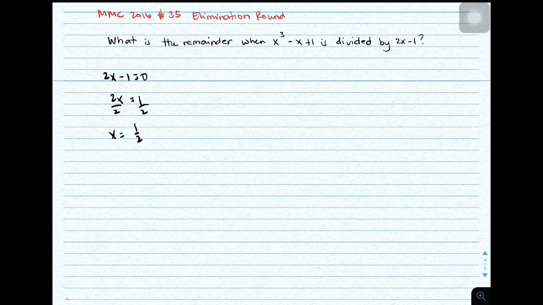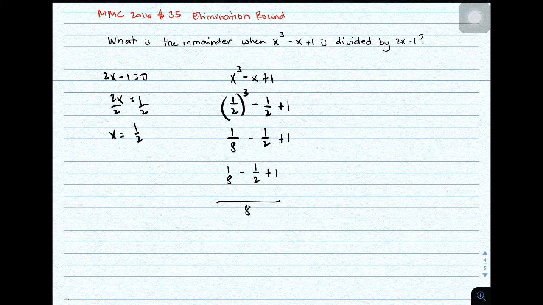So since meron na tayo ditong x is equal to 1/2, kunin natin yung expression natin, x cubed minus x plus 1. I-plug in natin. So you have 1/2 raised to 3 minus 1/2 plus 1. And then this is 1 over 8 minus 1/2 plus 1. Simplify natin. Kunin natin yung LCD, which is 8. 1 minus 4 plus 8. So you will have 5 over 8 as the remainder.